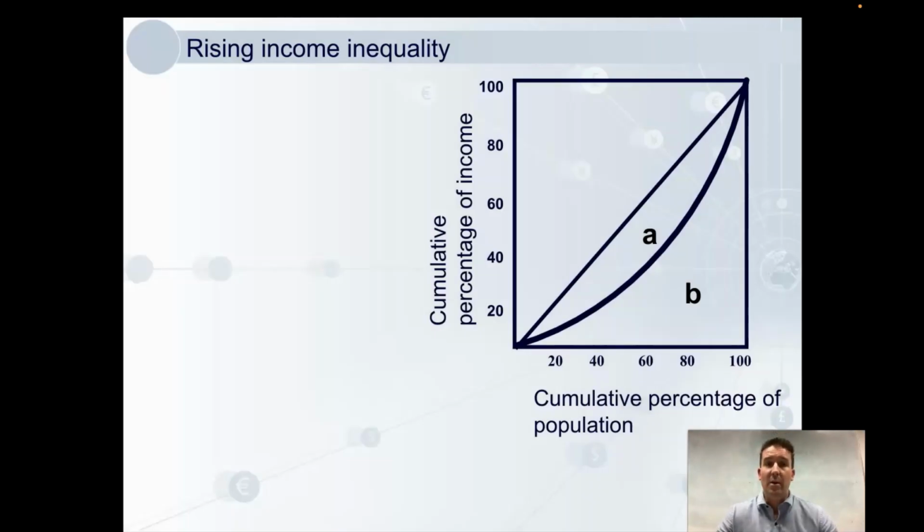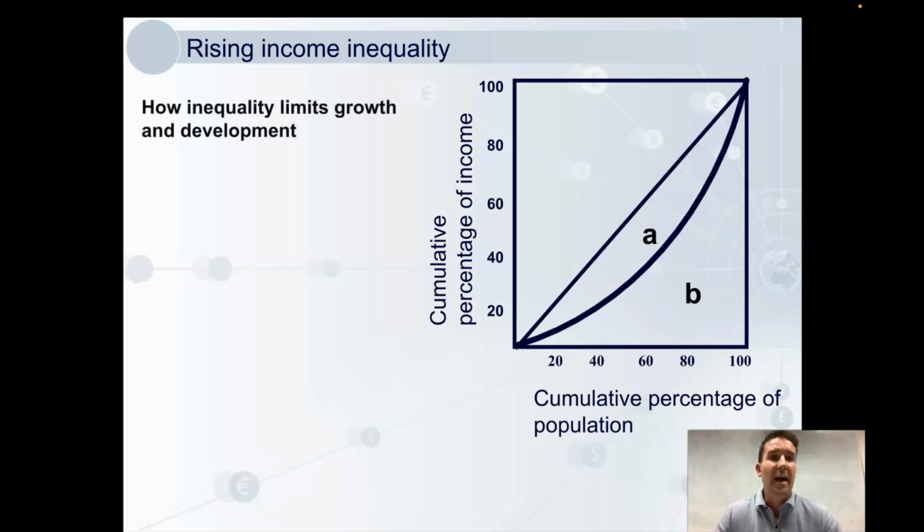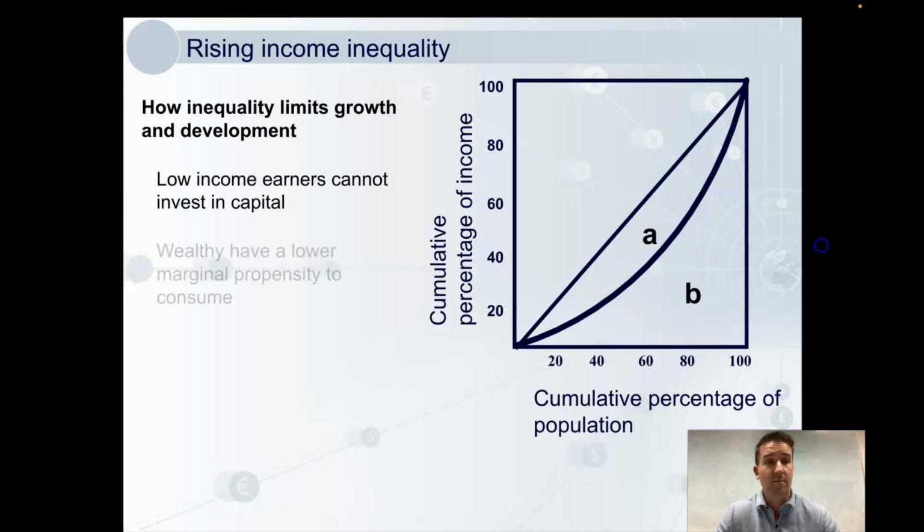So the first economic barrier we're going to look at is rising income inequality. As you know, we've seen the Lorenz curve before. Now, how does inequality limit growth and development? Well, the low income earners, and there's going to be a lot of them when there's such unequal income, can't invest in themselves, invest in their own capital to make themselves better off, and therefore that doesn't happen across the economy. We get low growth.